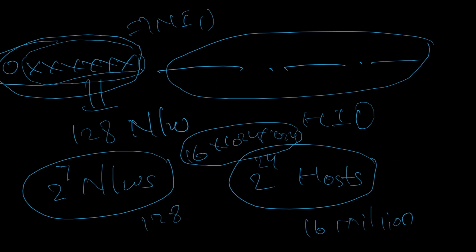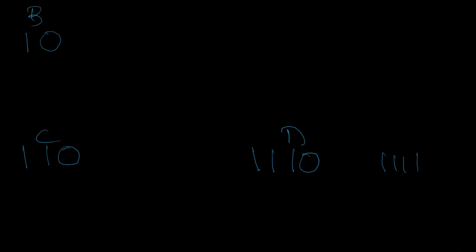If you come to class B, if the first bit is 1, then it's not class A for sure, and if the second bit is 0, then it is class B. If the first bit is 1, second bit is 1 and third bit is 0, this is class C. If the first three bits are 1 and the fourth bit is 0, this is class D. And if all 4 bits are 1s, this is class E.